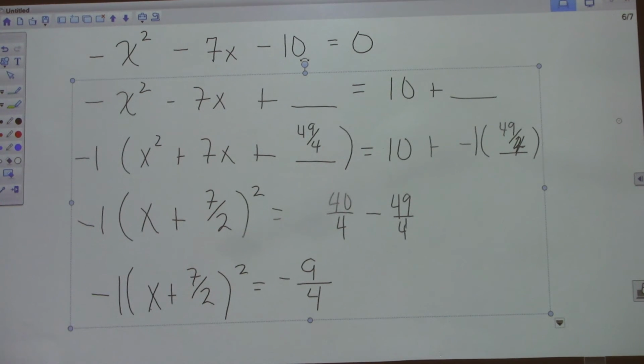Now, what happened when I did that on the last problem? It just, no pattern, no structure.